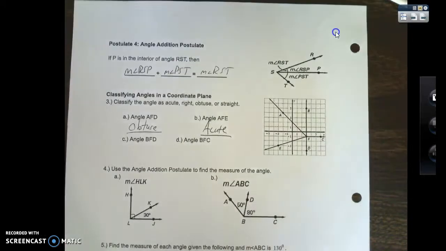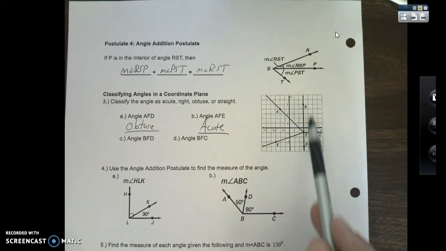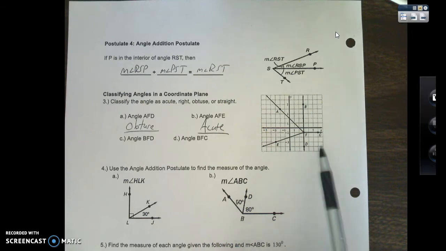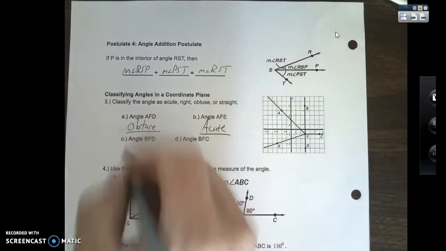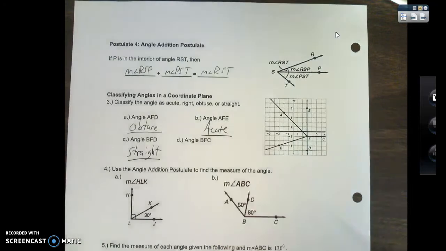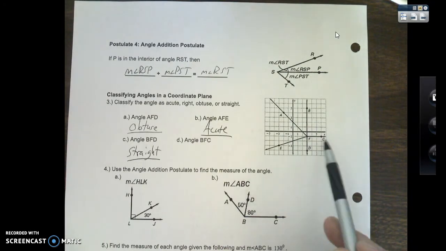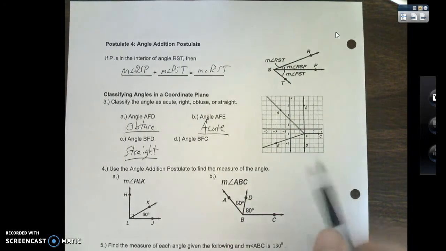All right. Angle BFD. So BFD, if I follow those 3 points straight down, that's a straight line. There we go. Very nice. And lastly, BFC. BFC is that corner that we've been talking about. That's our right angle.